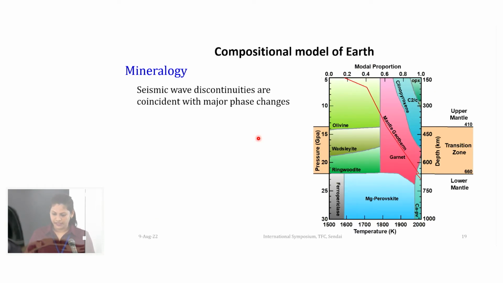So this we can actually see better in the figure on the right. And here the x-axis on the top is the model proportions of different minerals. The x-axis below is the temperature.